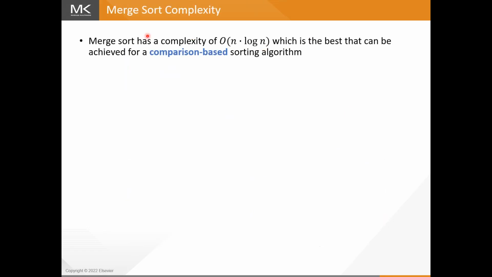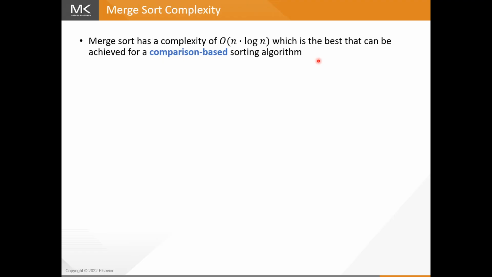Okay, so merge sort has a complexity of O of n log n, and you know this is the best that we can achieve for a comparison-based sort. Now, if I want to sort with a complexity that's even better than O of n log n, what can I do? I can't use comparison-based sorting, right? The best you can do with a comparison-based sort is n log n, all right? So what sorting algorithms are more efficient than that?